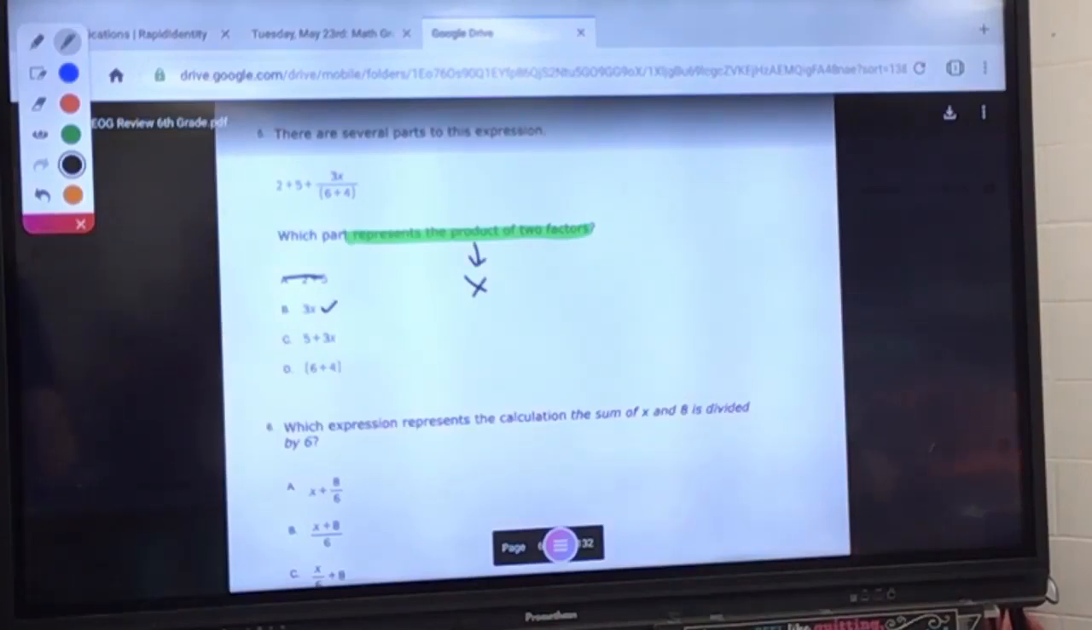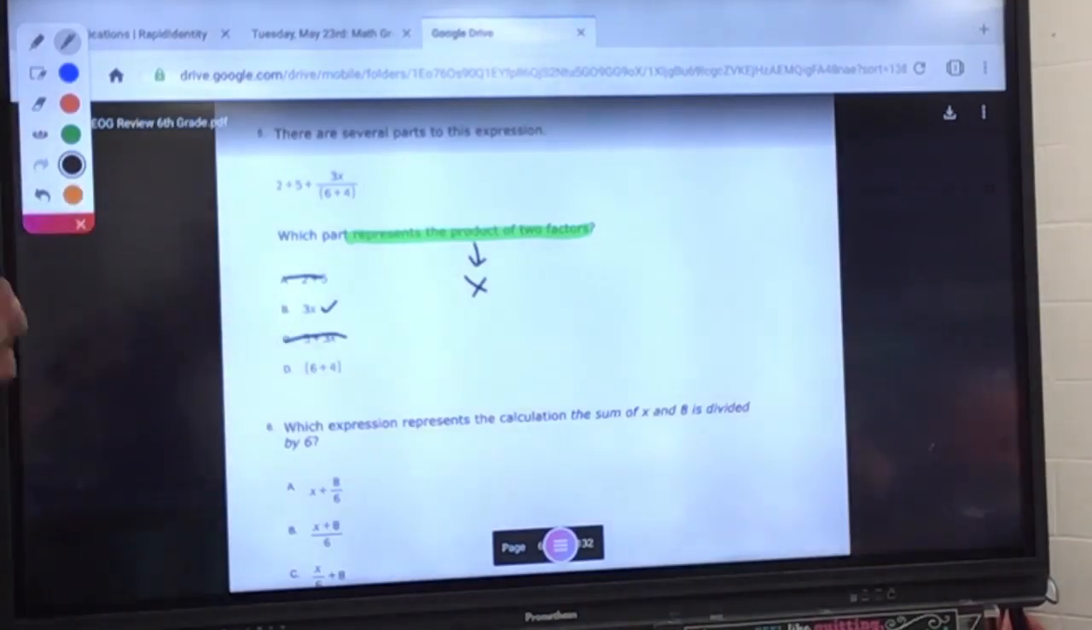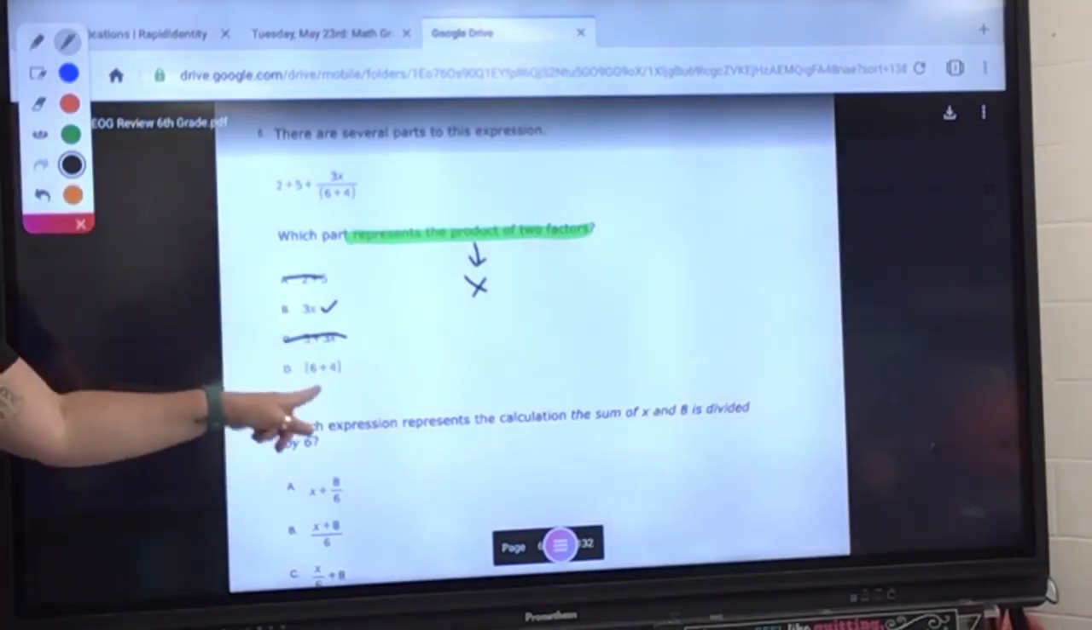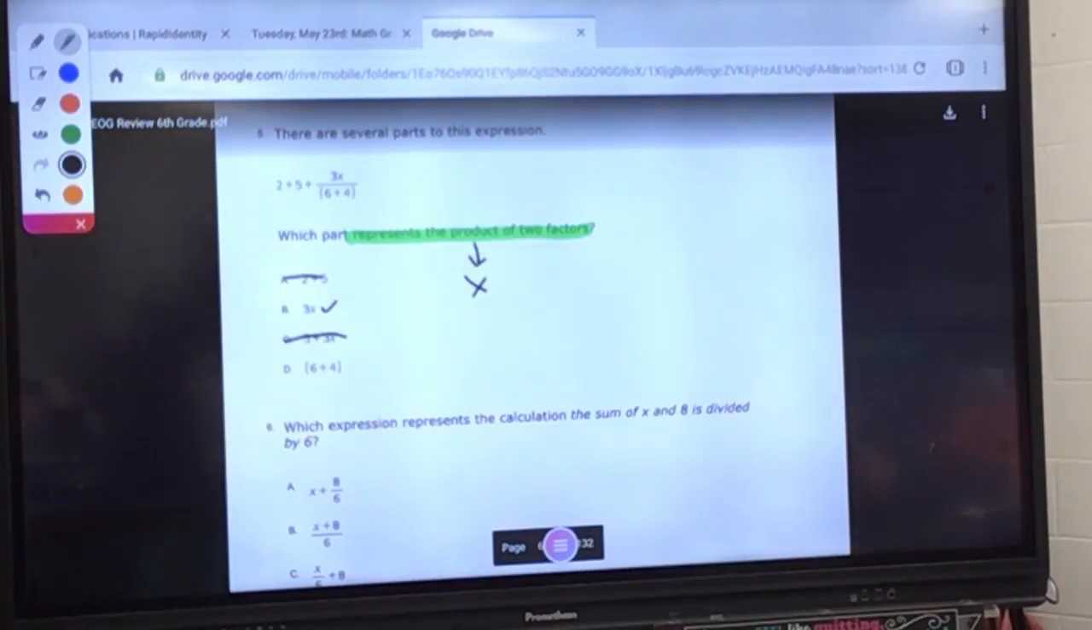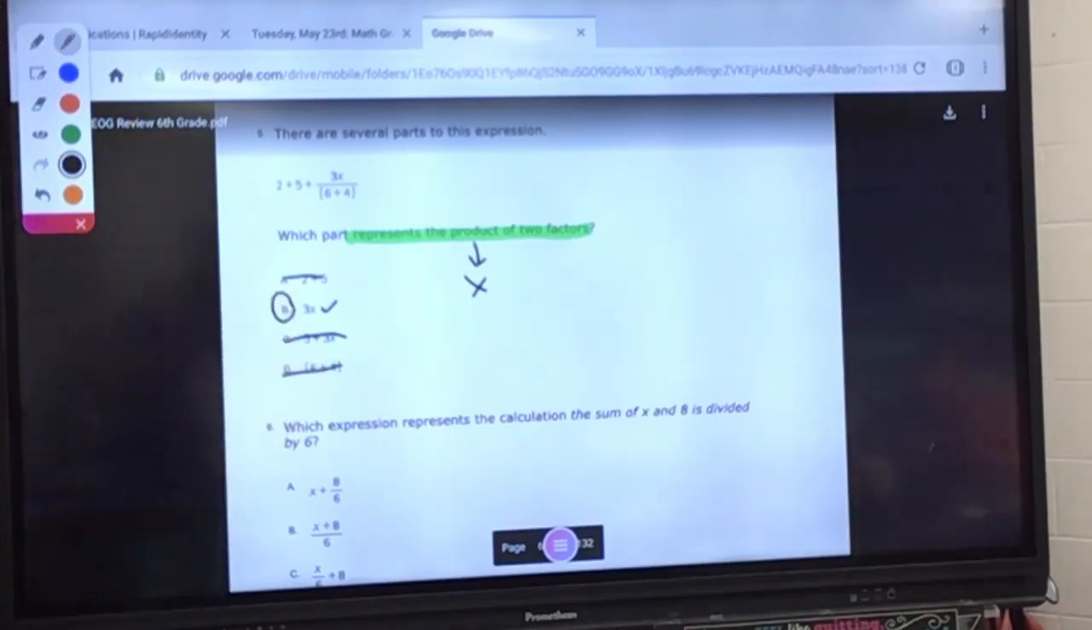All right, what about 5 plus 3x? Why is that one a no-go? Because why, Jonathan? Because there's adding in. Right, it's not just a product because there's adding in it as well. And then 6 plus 4. Is that one good or no? Why, Christiana? Because there's parentheses, which means we multiply. Good job. There's nothing outside those parentheses, so our correct answer is B.